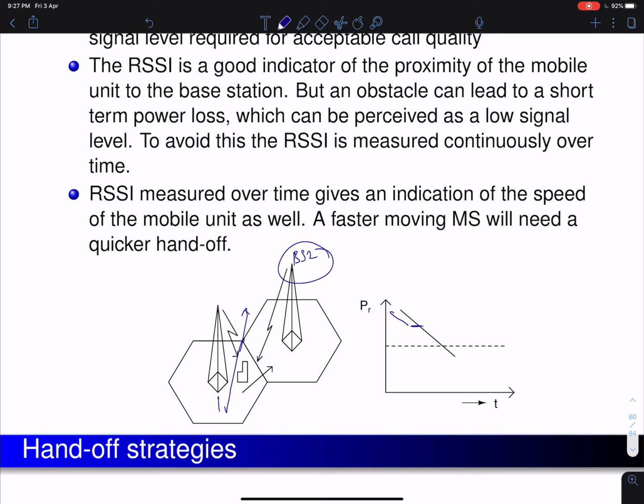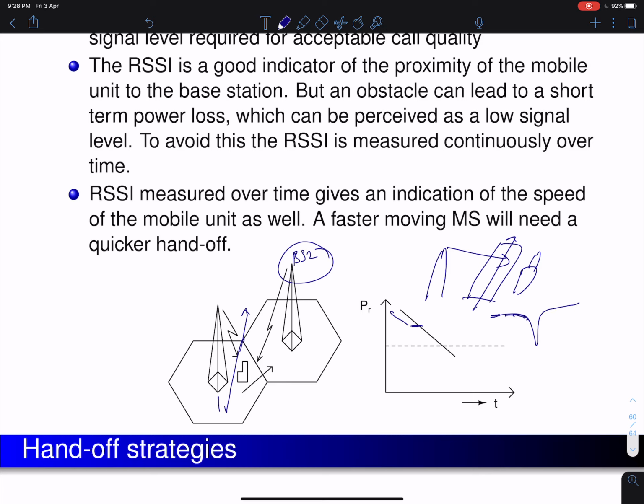Maybe it's a moving vehicle, a very large, heavy truck carrying a lot of metal objects. Let's say there was a path between you and the base station, and a huge truck comes in between. After a few seconds it goes away and your signal power returns to normal values. So when you are measuring the signal power, you will see normal values, suddenly there will be a dip, and then it will go back.